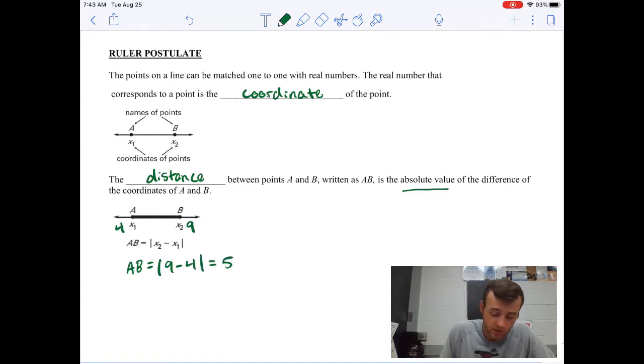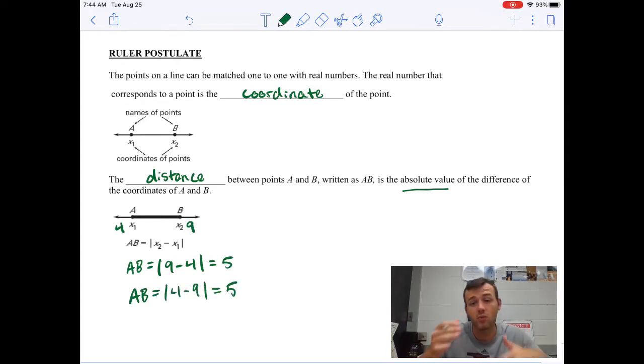Absolute value, because if I were to switch this, let's just say we switched them up and looked at AB equal to 4 minus 9, you'd see that we still get 5. The reason is because we're dealing with geometry. We're dealing with distance here. We're dealing with positive lengths.